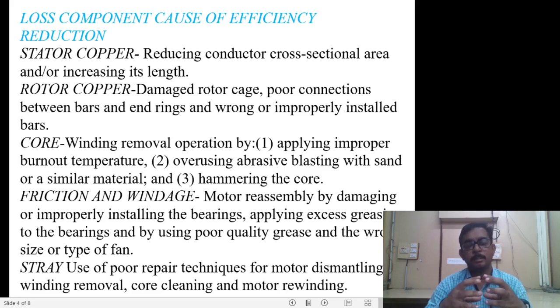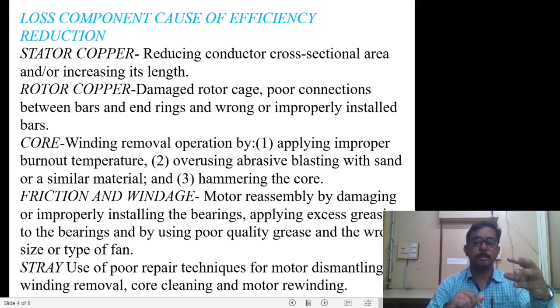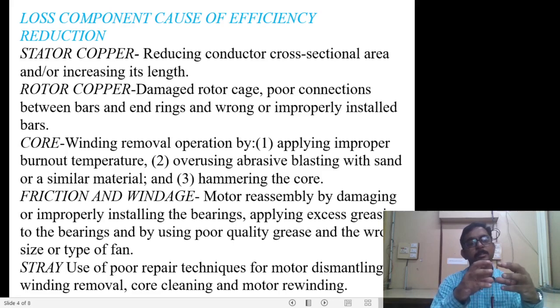Damaged rotor cage. Sometimes in a rotor bar, the outer cage may get affected due to vibrations occurring in the induction motor, or due to mechanical damage to the induction motor. If there is a poor connection between the bars, or the end rings are not installed properly or are wrongly installed, then the rotor copper loss may increase. So by doing a physical analysis of the rotor, we can improve the efficiency of the induction motor. Next is the core.